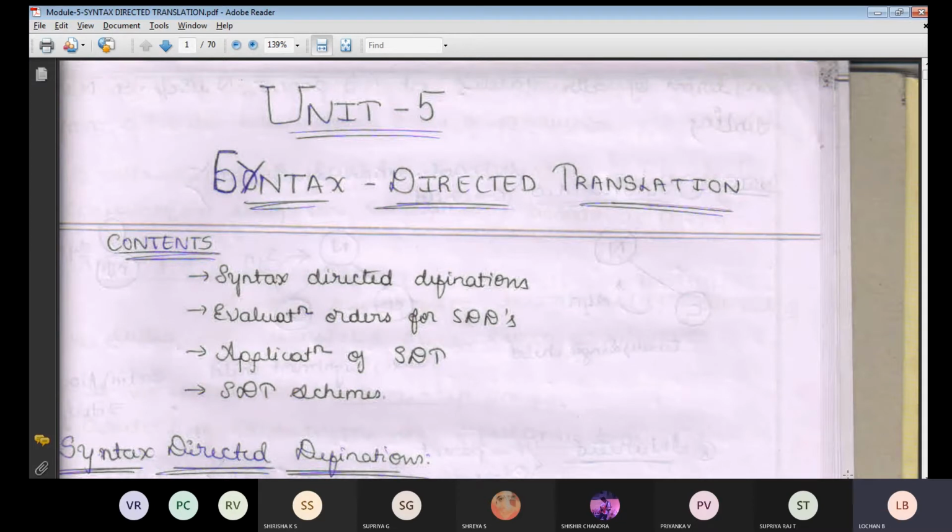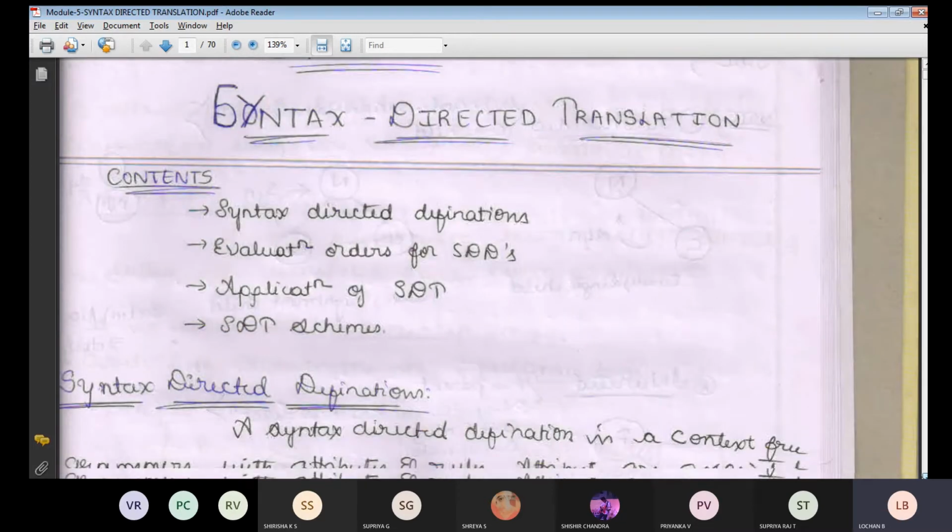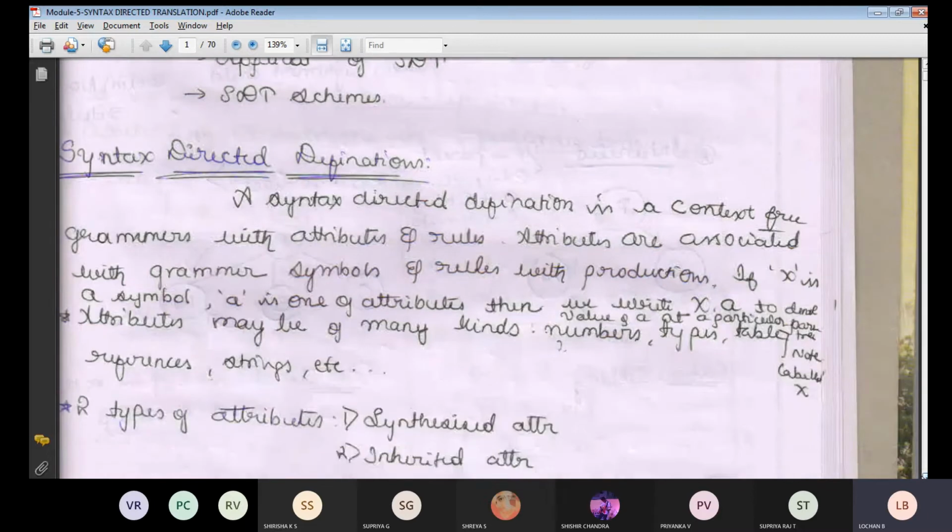In yesterday's class we discussed the definitions with respect to SDD. SDD means syntax directed definition. First you should know that it is based on a context free grammar, in short CFG. How can the CFG be defined? G is equal to V comma T comma P comma S. Whenever you define a grammar, you have four tuples: V is your set of variables, T is your set of terminals, P is your production, and S is your start symbol. These four tuples indicate your CFG.